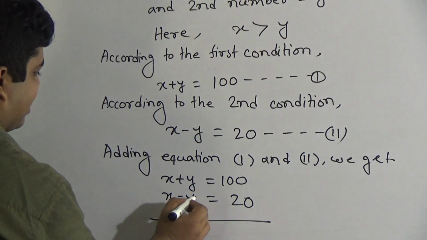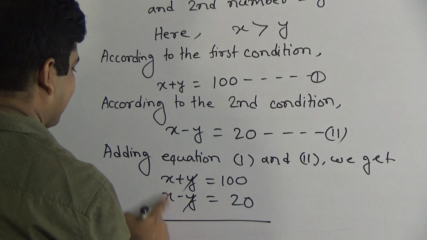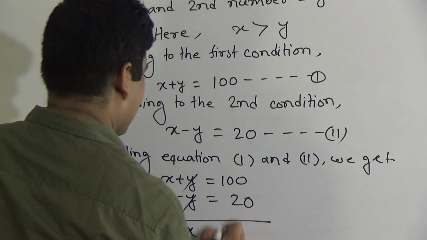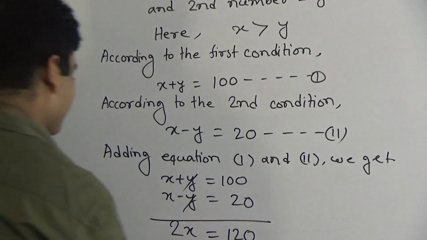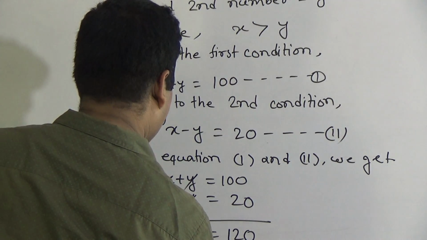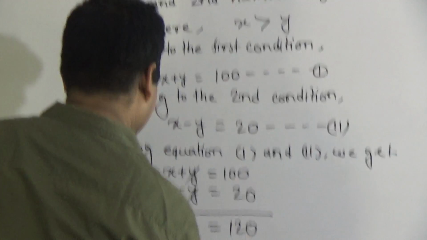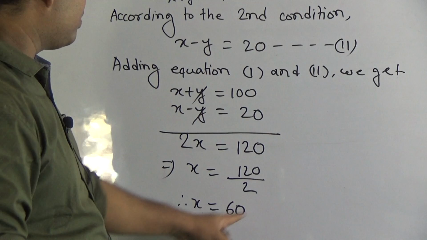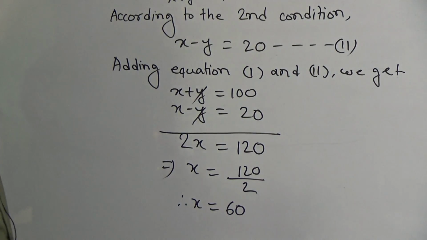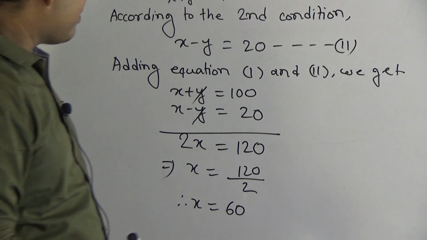Do addition, here y cancels, if we add x and x, then we get 2x. If we add these two numbers, then we get 120. Now x, so 120 divided by 2, therefore x equal to 60. That means when we divide 120 by 2, then we get 60. Okay, one number is found.